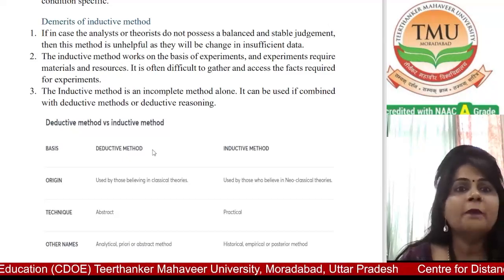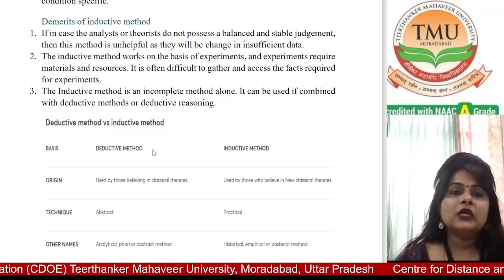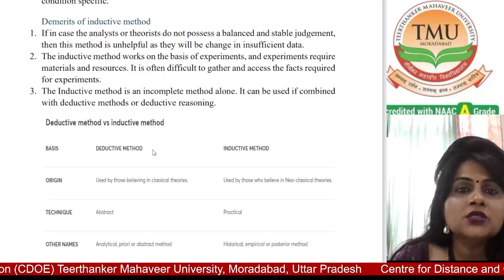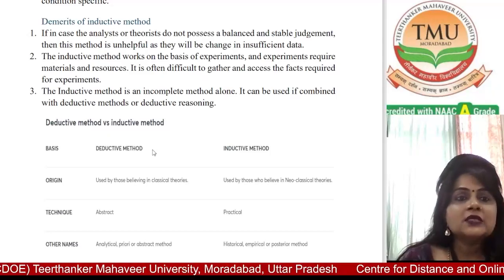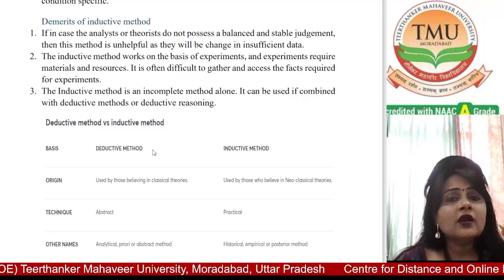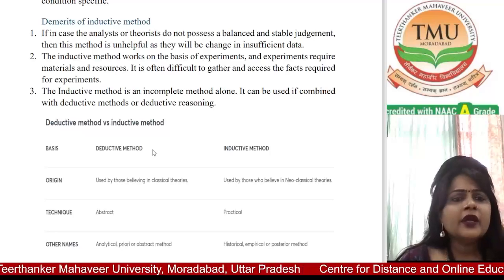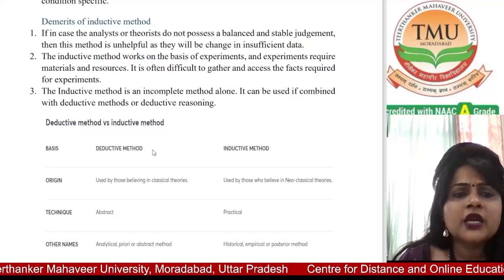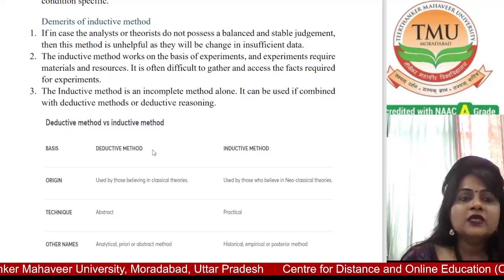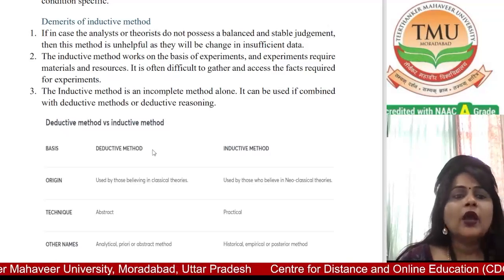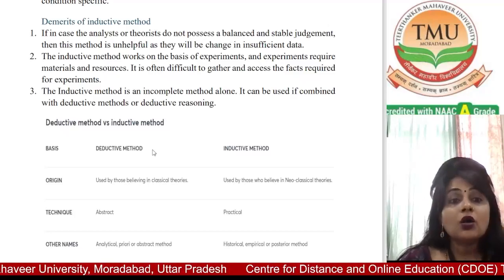Now we discuss the demerits of the inductive method. If the theories under analysis do not possess a balanced and stable judgment, then this method is unhelpful, as they will change with insufficient data. Induction relies on statistical numbers for analysis that can be misused and misinterpreted when the assumptions required for their use are forgotten.